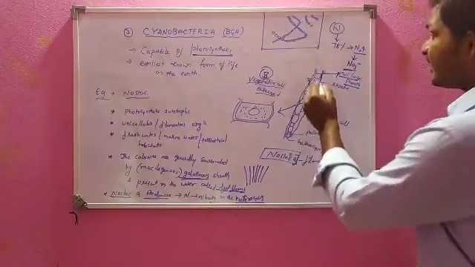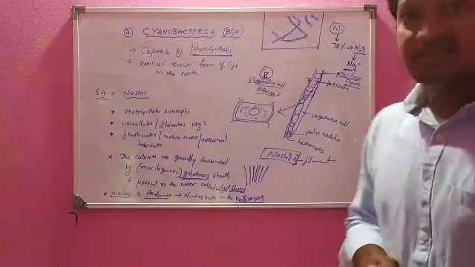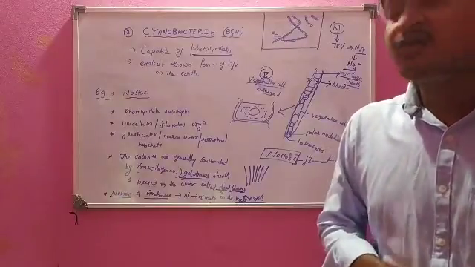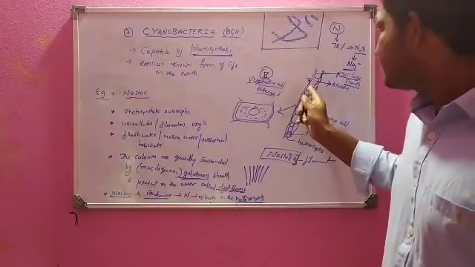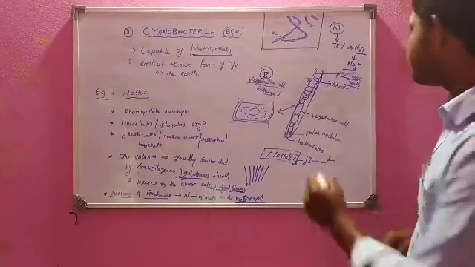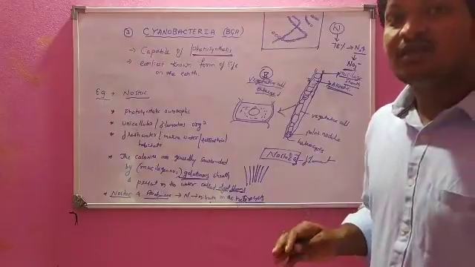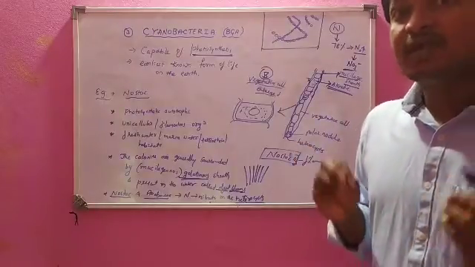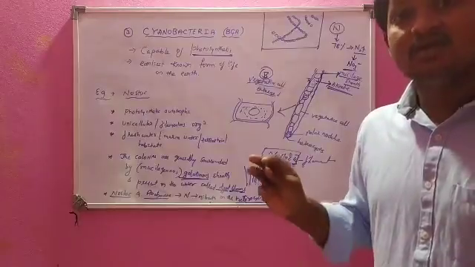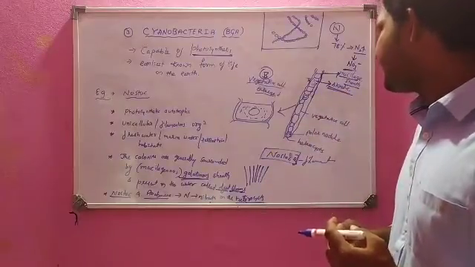And what is meant by akinetes? These are also specialized cells which are enveloped inside the nostoc cell. Their function is that they are going to withstand cold conditions, they survive even in the coldest conditions. That is the main function of the akinete.